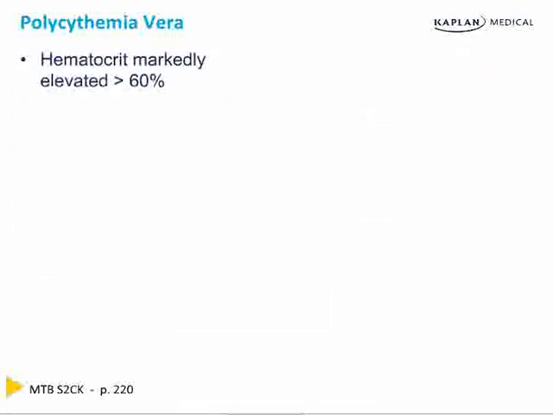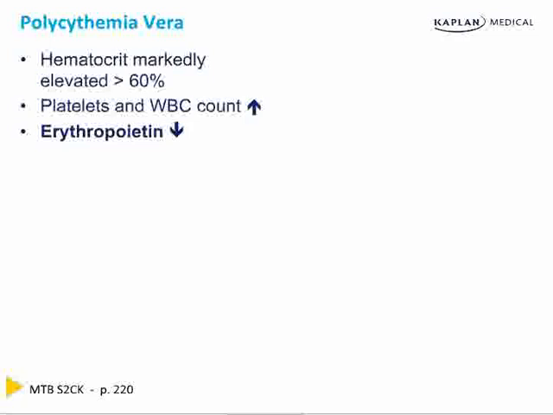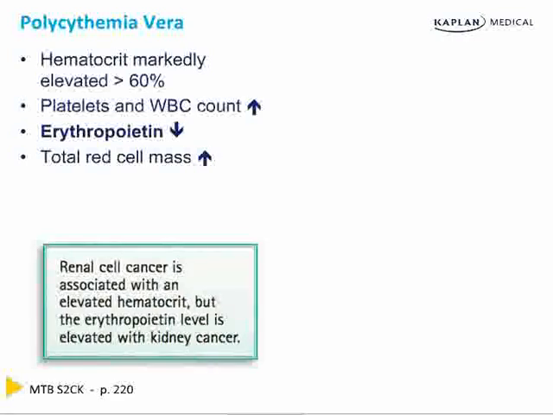Polycythemia vera is a markedly elevated hematocrit, above 60 to 65%, in the absence of hypoxia or an elevated erythropoietin. That's the whole point. The erythropoietin is down, but the red cell count is up. Now, platelets and white count can be up as well. They don't have to be, but they can be. There's an increase in the total red cell mass, and that's the whole point.